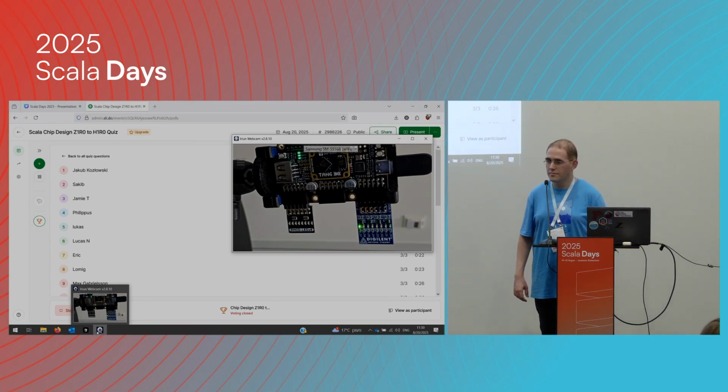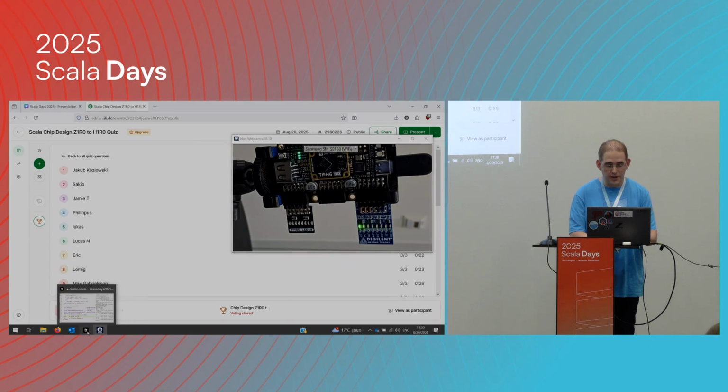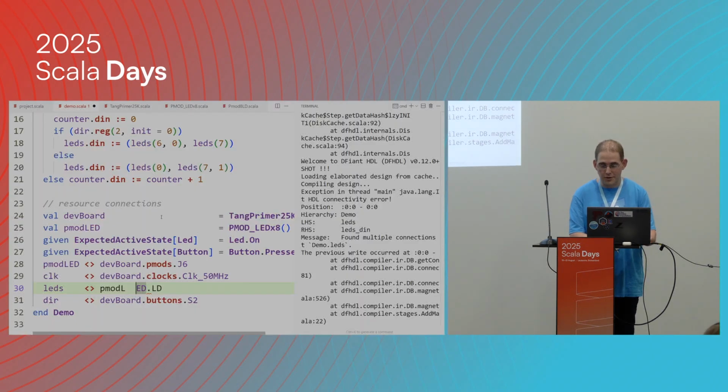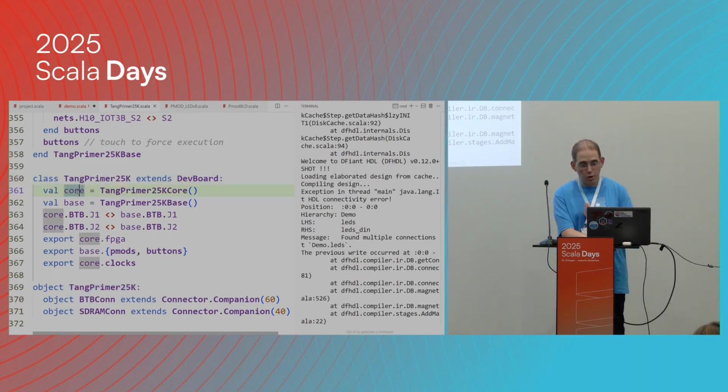Question about the hardware: do you support other hardware than this particular board? Currently, the board by Digilent. But if you look at how things are implemented, it's fairly easy to add one yourself. For example, if we go into the Tang Primer, we can see that it's actually a composition of the core board and the base board, and how it's composed is basically a connector between the boards.